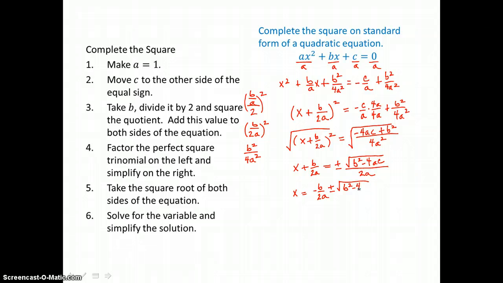And since I have a common denominator on the right-hand side, common denominator of 2a, I'm going to add my numerators and put them over that common denominator. So I'm going to get negative b, plus or minus the square root of b squared minus 4ac, all over 2a. And you might recognize this as the quadratic formula. We've just derived the quadratic formula by completing the square on standard form. The quadratic formula can be used to solve any quadratic equation.